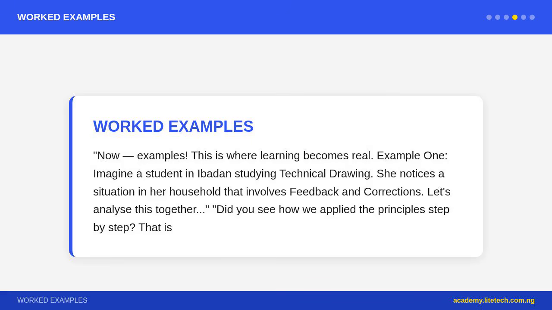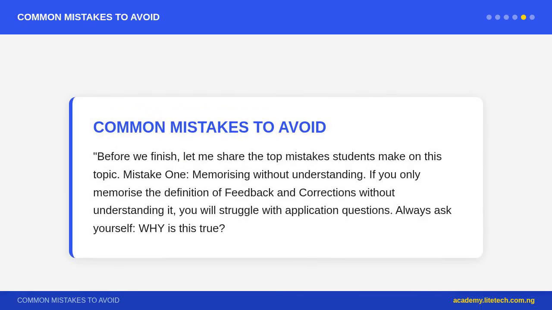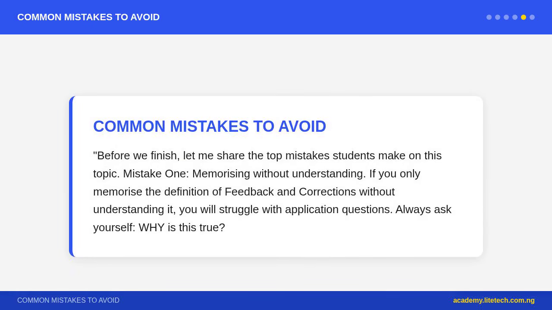Before we finish, let me share the top mistakes students make on this topic. Mistake 1. Memorizing without understanding. If you only memorize the definition of feedback and corrections without understanding it, you will struggle with application questions. Always ask yourself, why is this true?